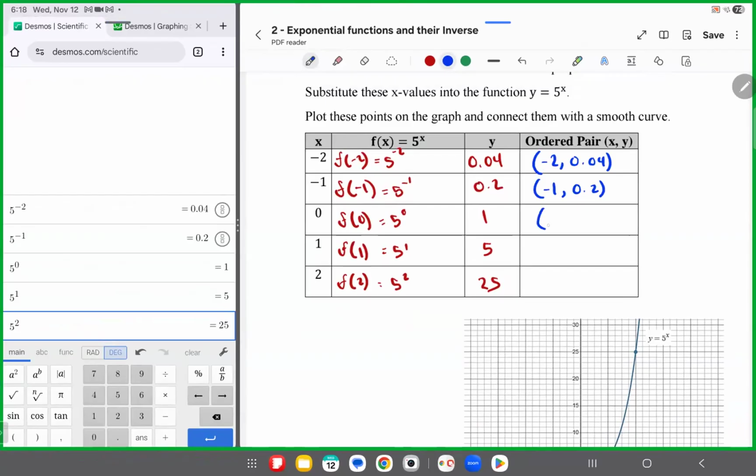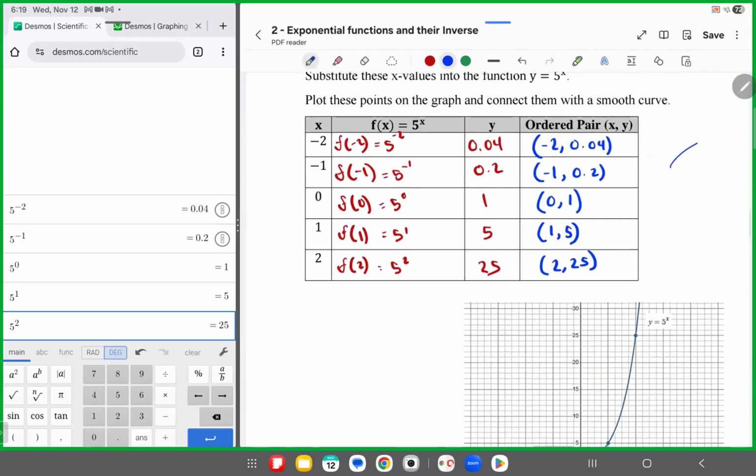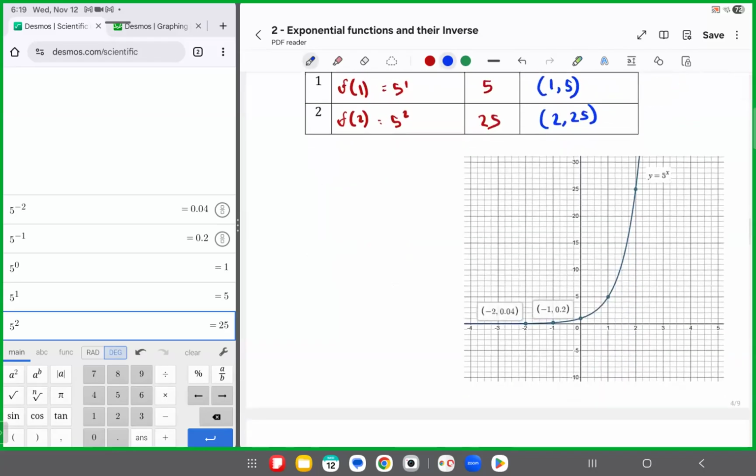0 goes to 1. 1 goes to 5. And 2 goes to 25. And so those are each of the ordered pair points we're going to use. So we're going to plot these on the graph and sketch them with a smooth curve. I pre-plotted what this looks like because it's a lot easier for me on a tablet to do this, because trying to use the stylus here is a little bit difficult for connecting the points. But you get the familiar J curve.